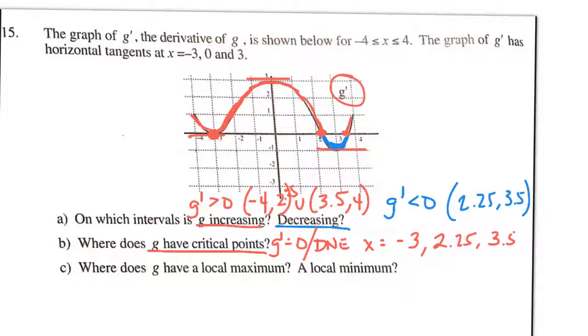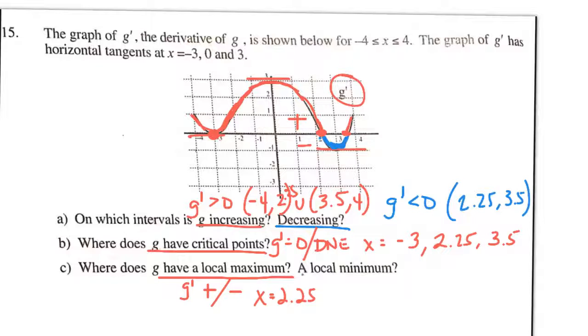And then lastly, where does g have a local maximum? That means g prime is going from a positive to negative. And where does g prime go from a positive value, right here, positive land to negative land, about 2 1/4. So x equals 2 1/4. And that's the only place where that happens.